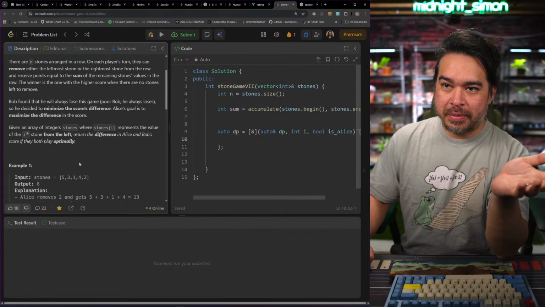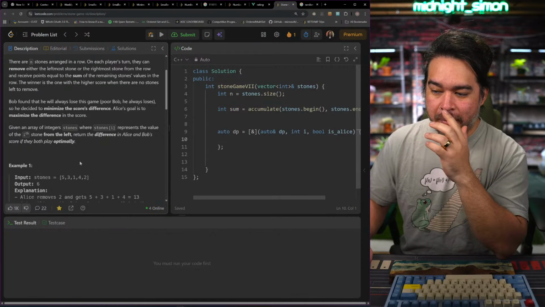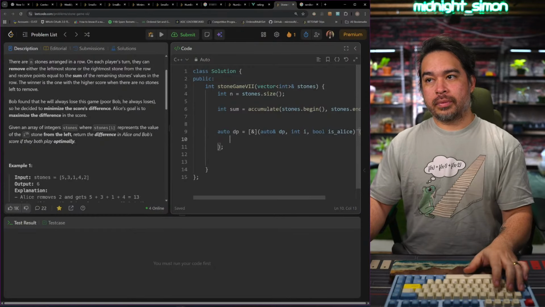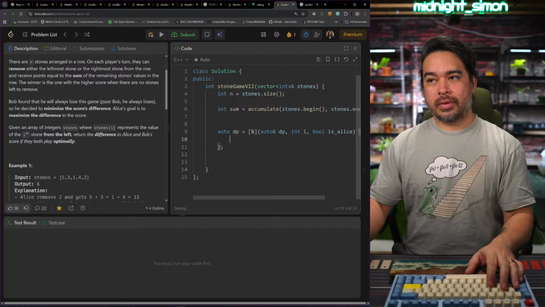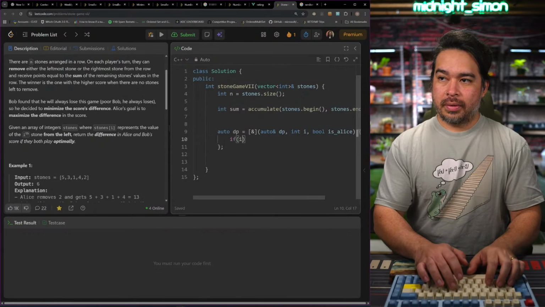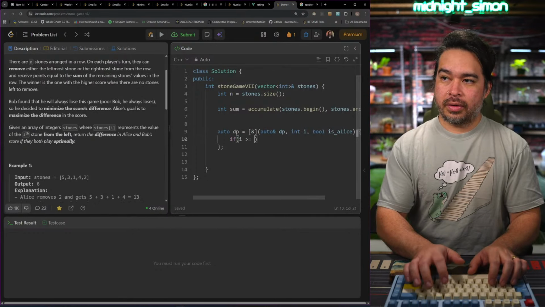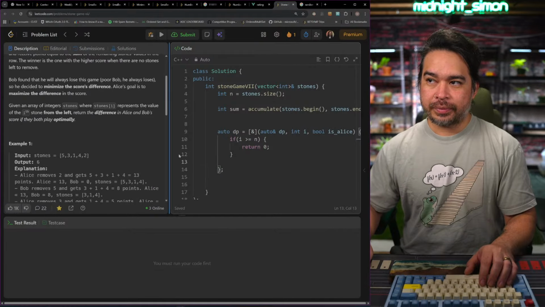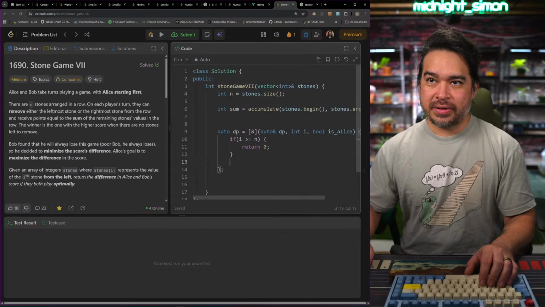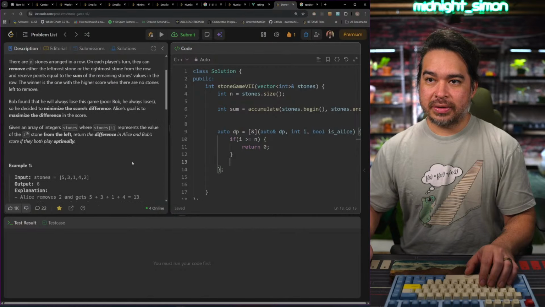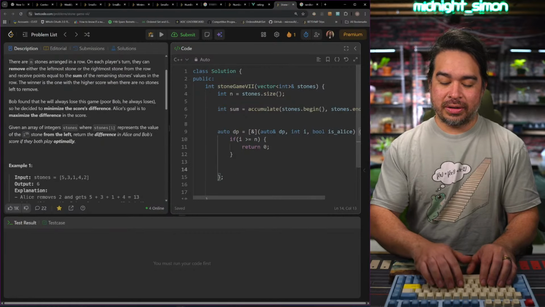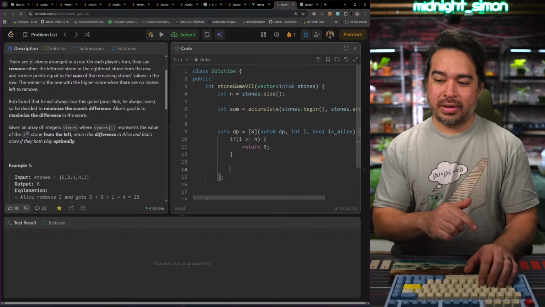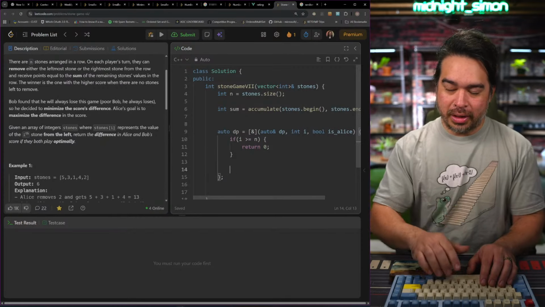Either hit them from the left or hit them from the right. So if we're out of bounds, we can just return 0. Who plays first? Alice plays first. So if it's Alice's turn, we want to add the score. If it's Bob's turn, we subtract the score or something like that.